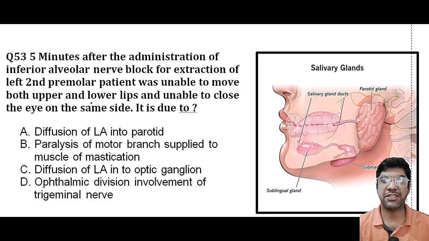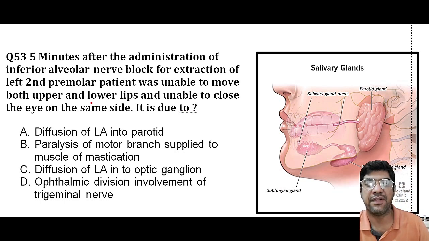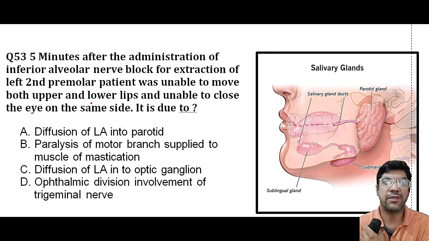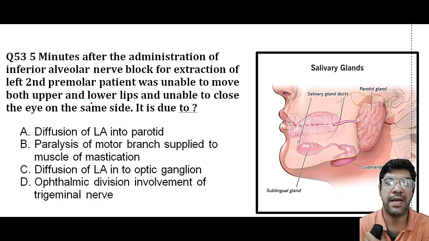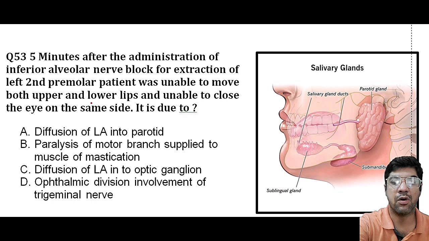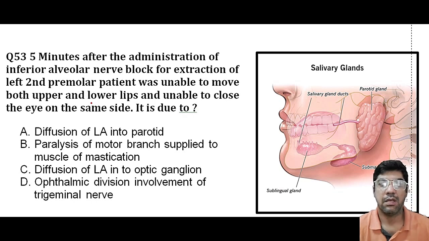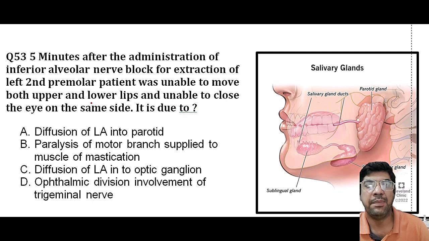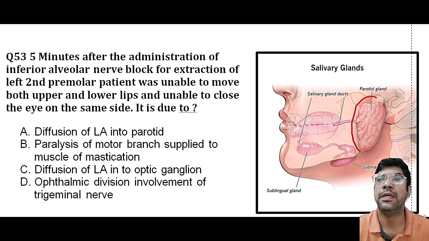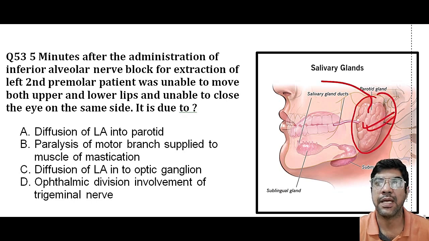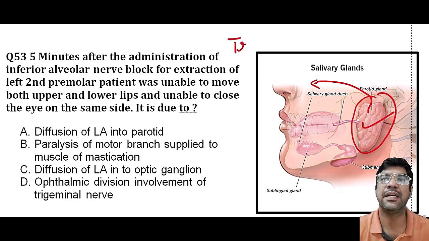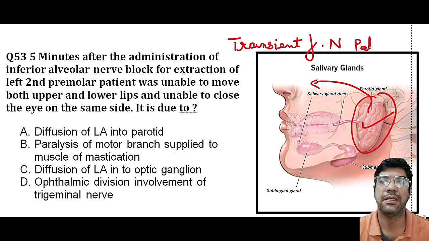Five minutes after the administration of an inferior alveolar nerve block for extraction of the left second premolar, the patient was unable to move both upper and lower lips and unable to close the eyes on the same side. So what would be the cause? The scenario described is likely due to the diffusion of local anesthesia into the parotid gland. So that would result in a transient facial palsy, transient facial nerve palsy.